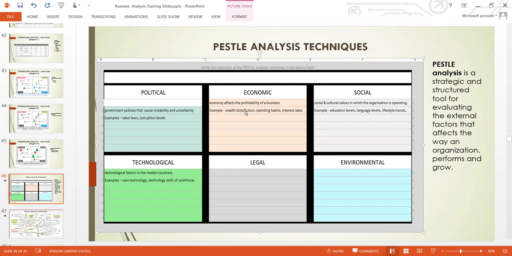So if, for instance, our project is a food delivery app, these are the things you look at. Or if it's like an e-commerce where people like to order online, this is where you look at this kind of income distribution or level of spending habits, something of this nature.